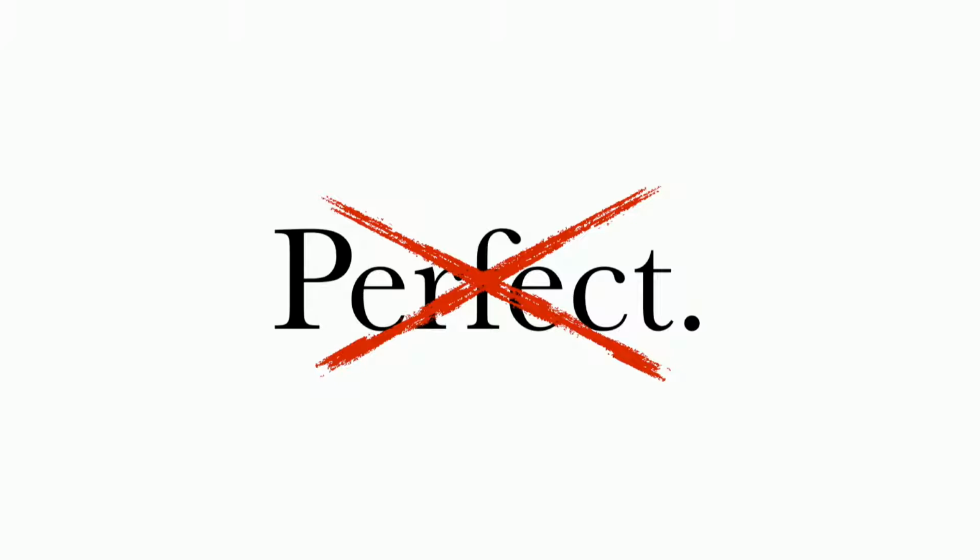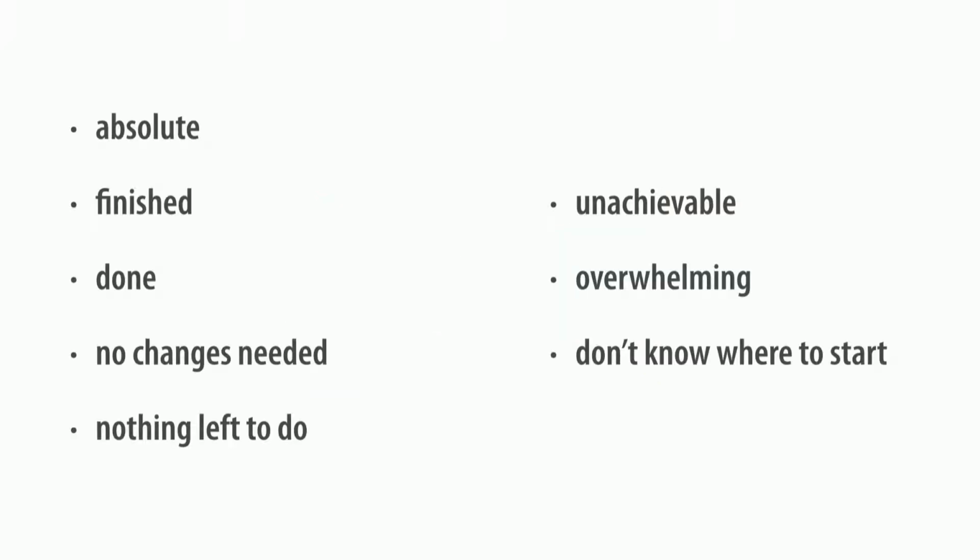That idea of accessibility needing to be perfect has all of these connotations that go with it. The idea behind something being perfect is that it's absolute, that it is finished, that you are completely done, there's no changes needed, and there's nothing more to do. And that makes people feel, and maybe you've felt this before, that being accessible is unachievable, that it's absolutely overwhelming and you don't know where to start. And this is how Jake was feeling.